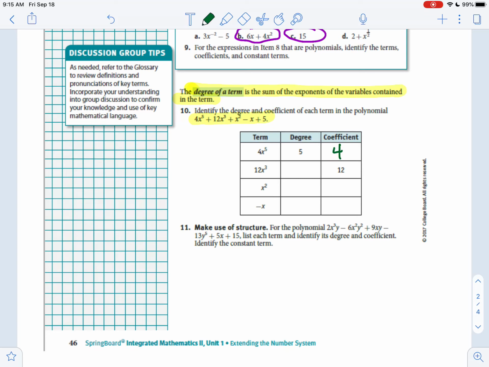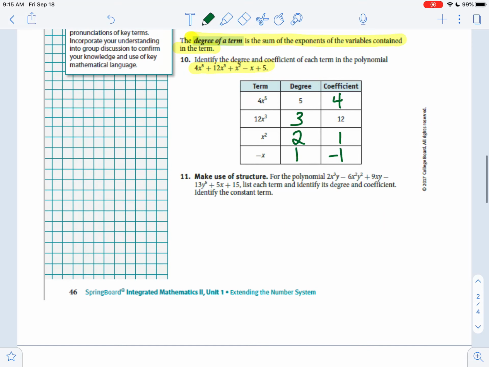12x squared, the degree would be 3, and the coefficient 12. 1x squared, degree is 2, coefficient is 1, and negative x, degree is 1, and coefficient is negative 1. So when there's one variable, it's not too hard to do. But in the next polynomial, you're going to see many terms with different variables.